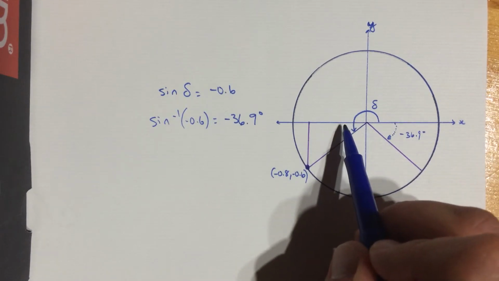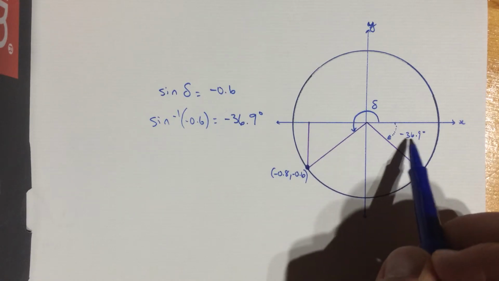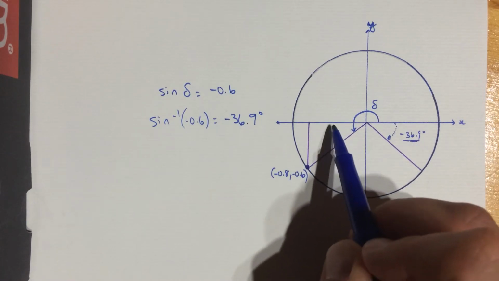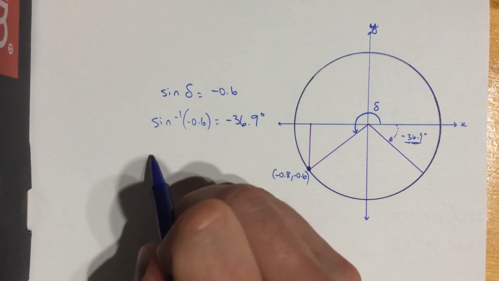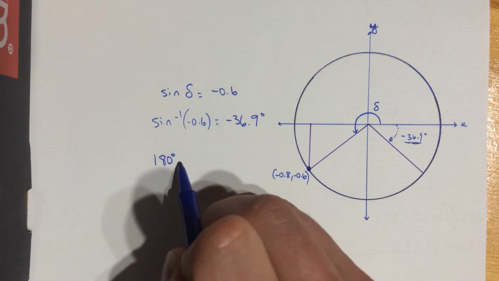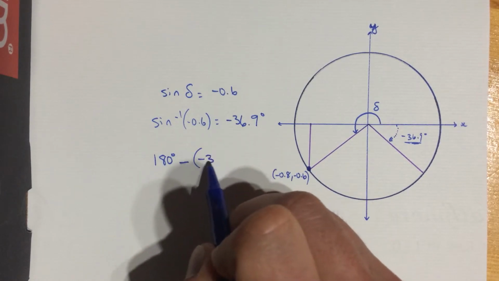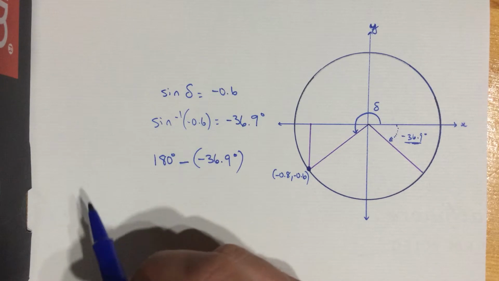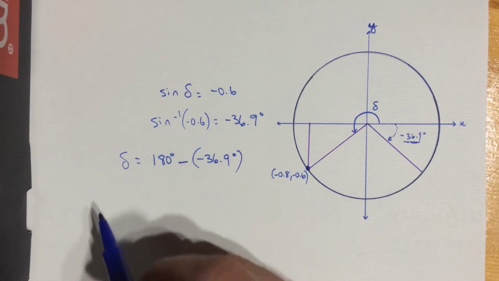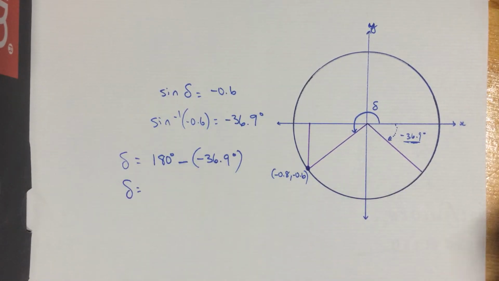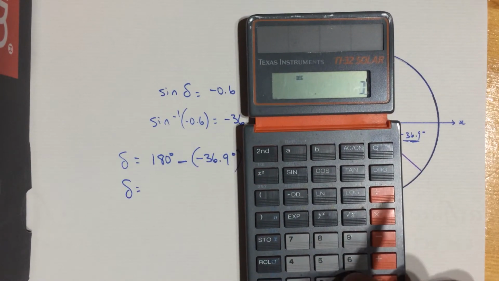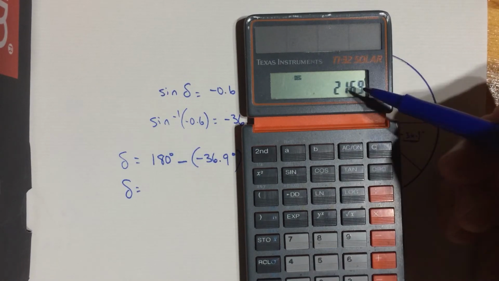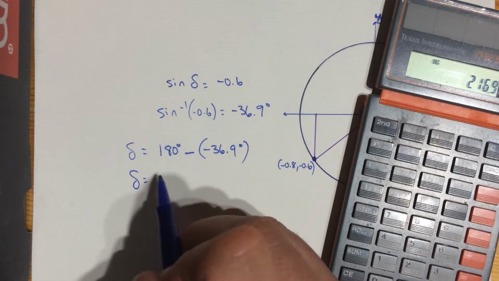And so, just like before, we're going to take this value and see where we are compared to 180. That's actually a negative value, right? So if I take 180 degrees and subtract this negative value, I'm going to get delta. Check it out. So 180 minus, and I'll put it in here, 36.9 with a negative sign, equals, I get a bigger number, 216.9.